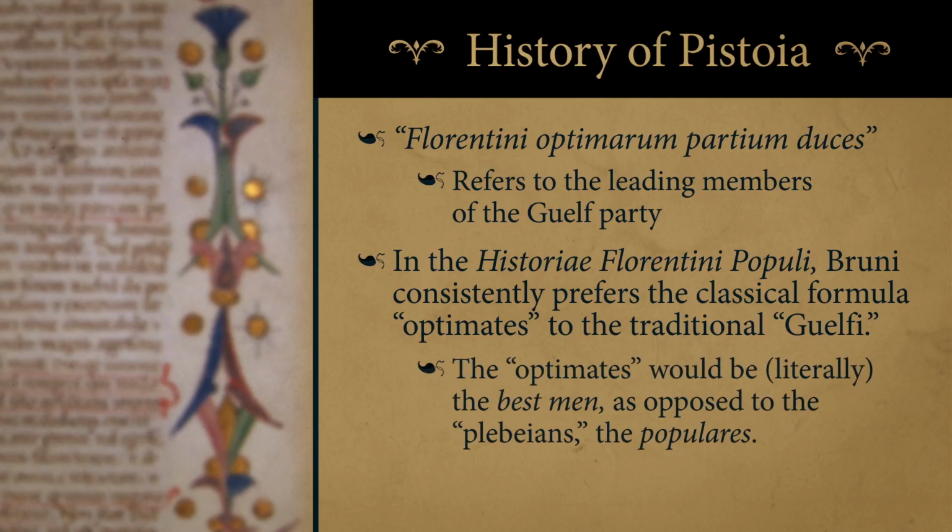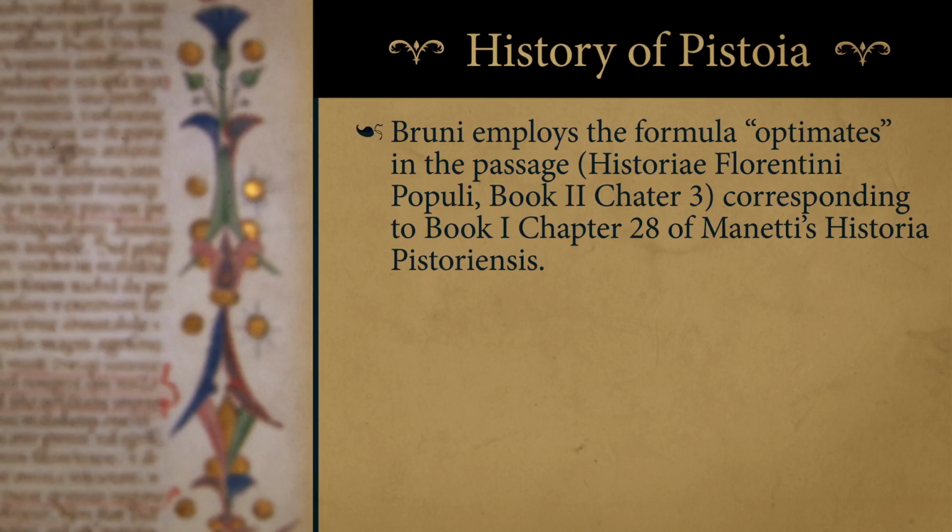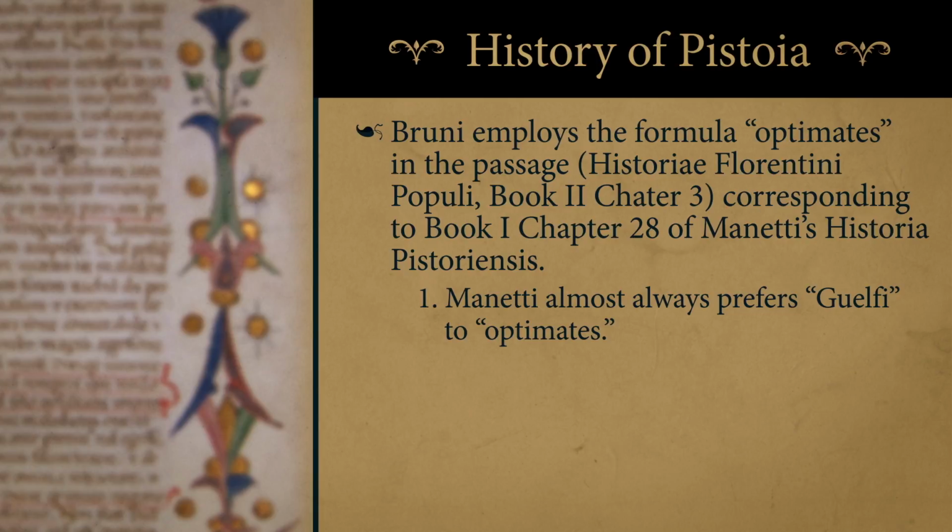The optimates would be literally the best men, that is the aristocrats, as opposed to the plebeians, the populares. Consistently with this use, Bruni employs the formula optimates in the passage Historia Florentini Populi, Book 2, Chapter 3, corresponding to Book 1, Chapter 28 of Manetti's Historia Pistoriensis. This said, two things are now worthy of attention. First, embracing a more traditional ideology than Bruni, Manetti almost always prefers Guelphi, the medieval word, to optimates, which one finds in ancient Roman historians.